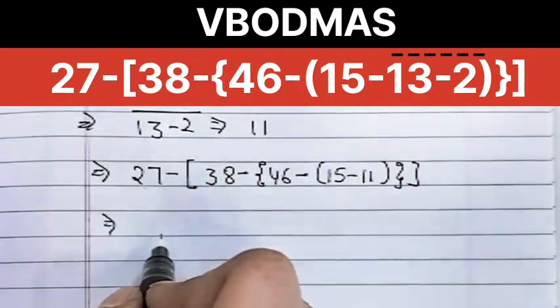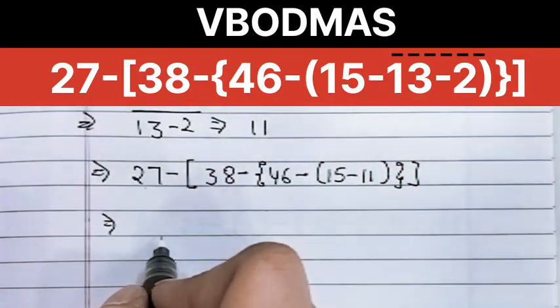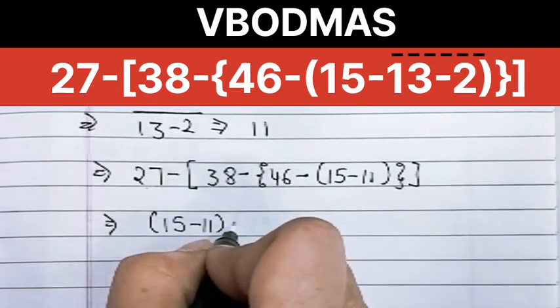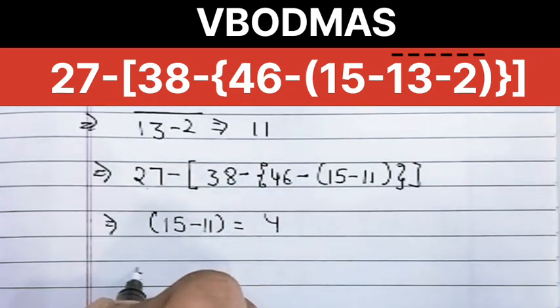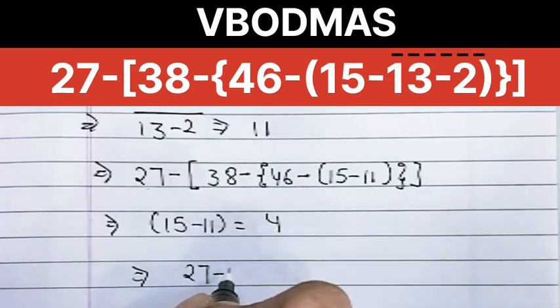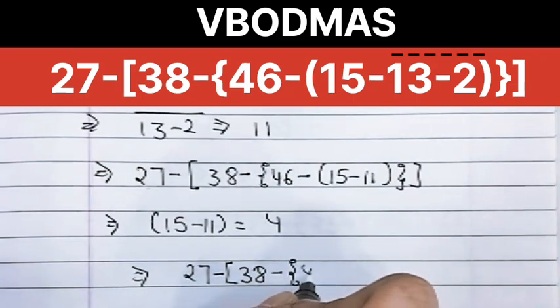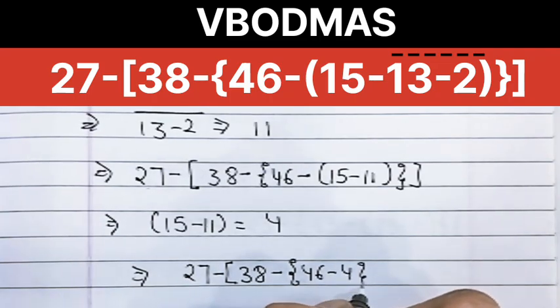Step 2, solve the round brackets. Next, we tackle the innermost parentheses. 15 minus 11 equals 4. Now the expression becomes 27 minus [38 minus {46 minus 4}].